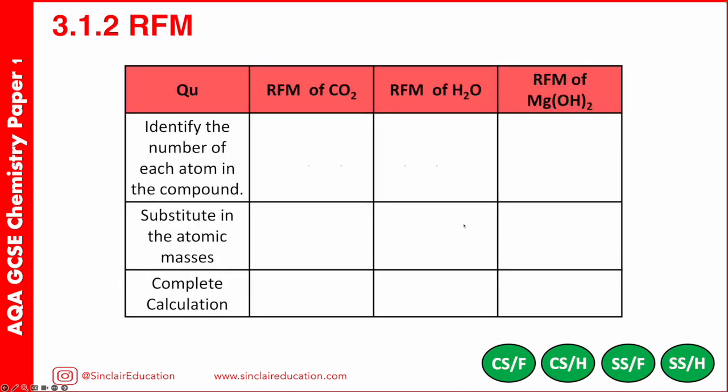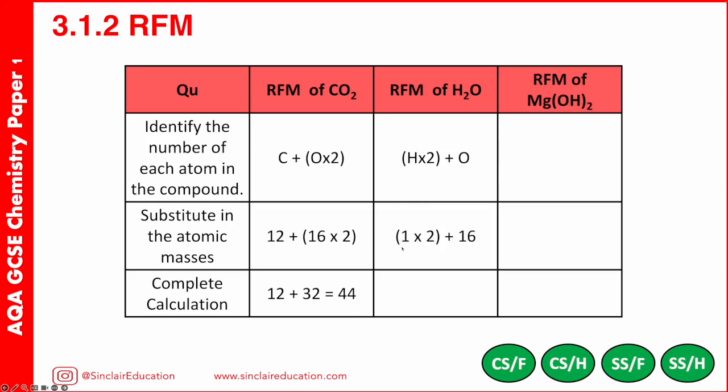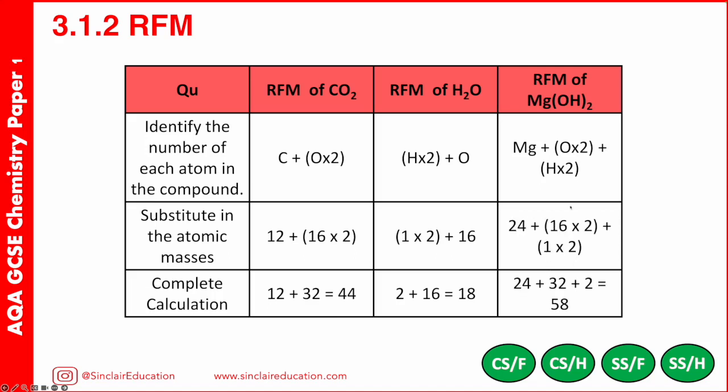So if we have a look at these ones, following the same method, we've got 1 carbon and 2 oxygen. We'll substitute in our values, and this will give us a relative formula mass of 44. Here I've got 2 hydrogens and 1 oxygen. We'll substitute in our values for each of those atoms, and we'll complete this too. And the final one here for magnesium hydroxide: we've got 1 magnesium, 2 oxygen, 2 hydrogen. We've substituted in the atomic masses, giving me a total relative formula mass of 58.